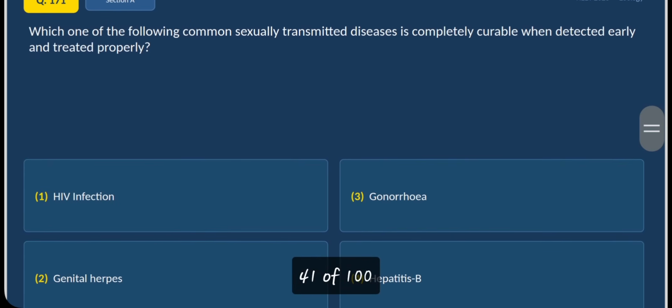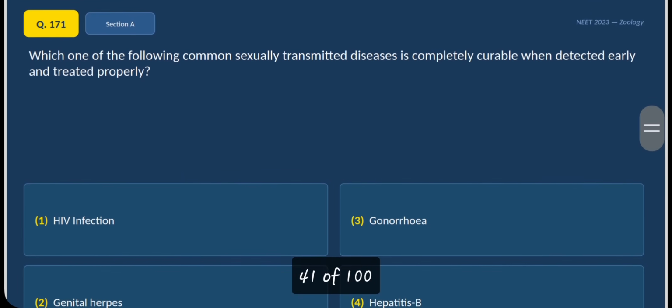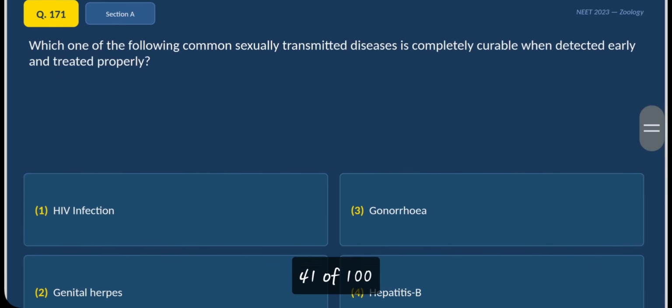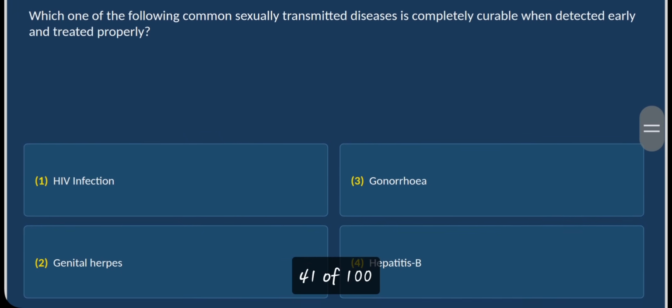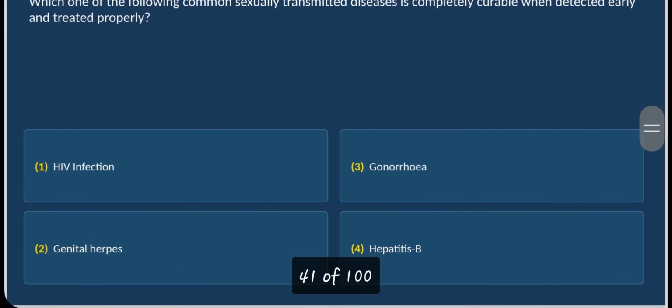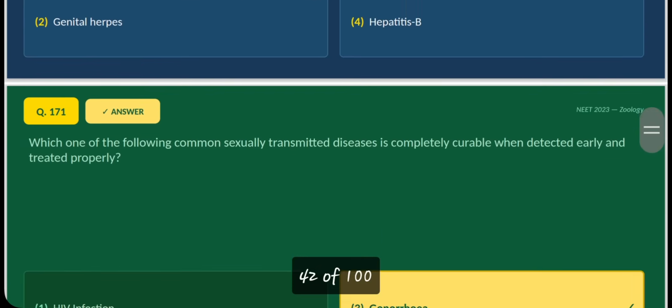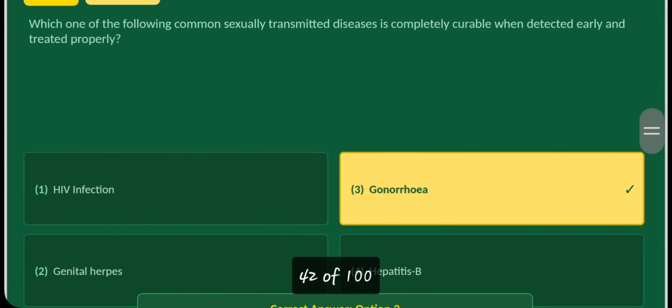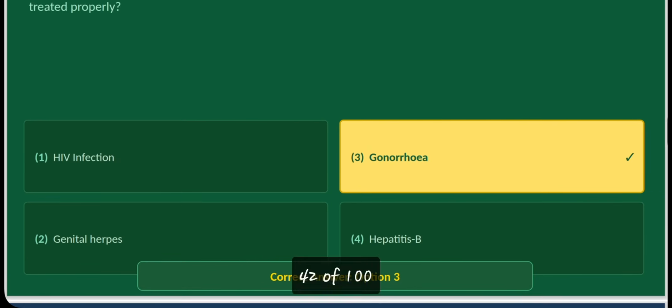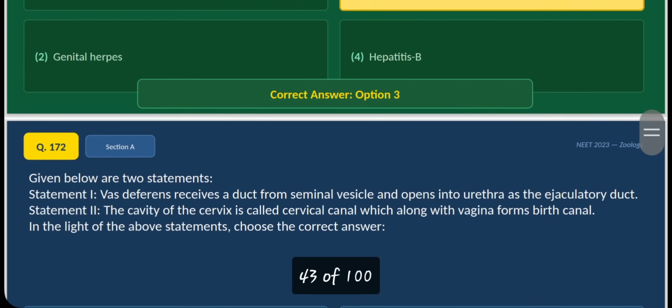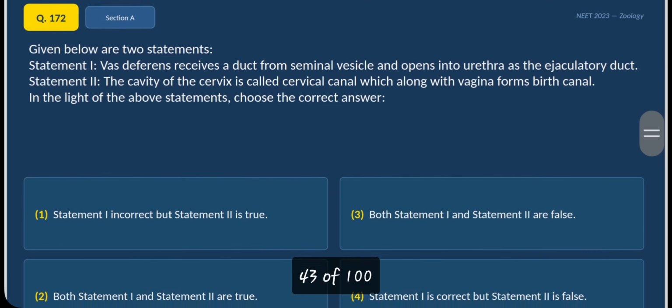Which one of the following common sexually transmitted disease is completely curable when detected early and treated properly? So this would be, is it HIV infection, gonorrhea, genital herpes, or hepatitis B? The answer is Neisseria gonorrhoeae, which causes gonorrhea. This can be treated if it is detected early. Remaining are all difficult.